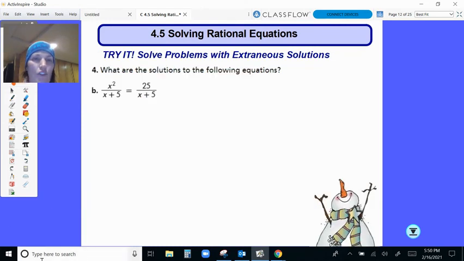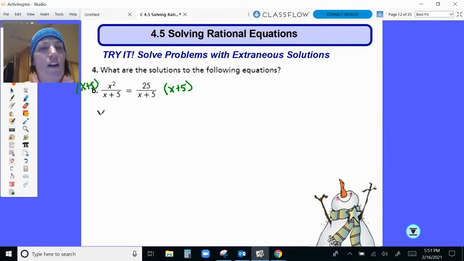All right, I want you guys to try this. Pause this video and then go through this and see how you do, and then come back and turn it on, okay? All right, so this one is kind of interesting because you can go ahead and multiply both sides by x plus 5. There's a little bit of a shortcut here to notice. I'll show you this as we go, okay?